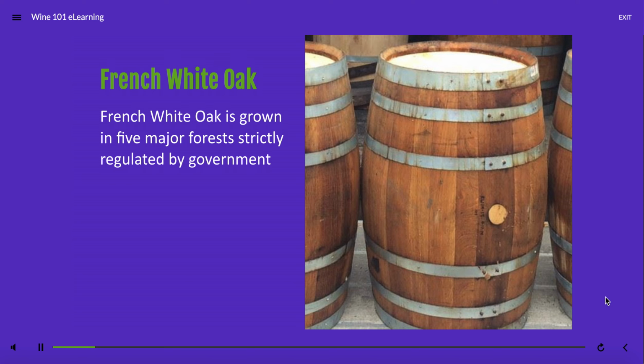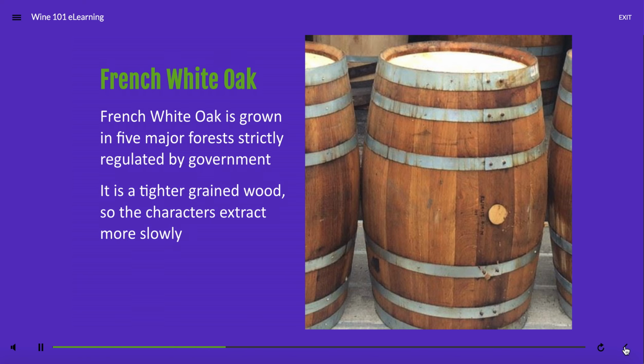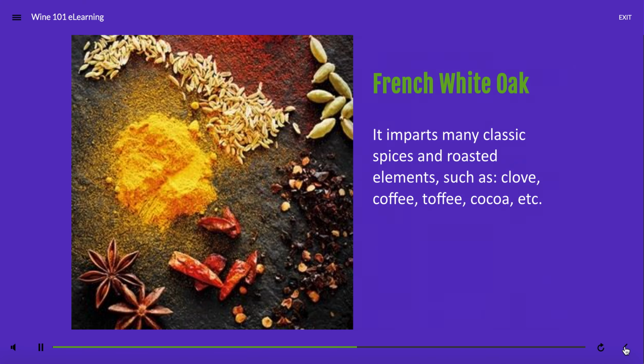French white oak is grown in 5 major forests, strictly regulated by government. It is a tighter grained wood, so the characteristics extract more slowly. It imparts many classic spices and roasted elements, such as clove, coffee, toffee, cocoa, etc.